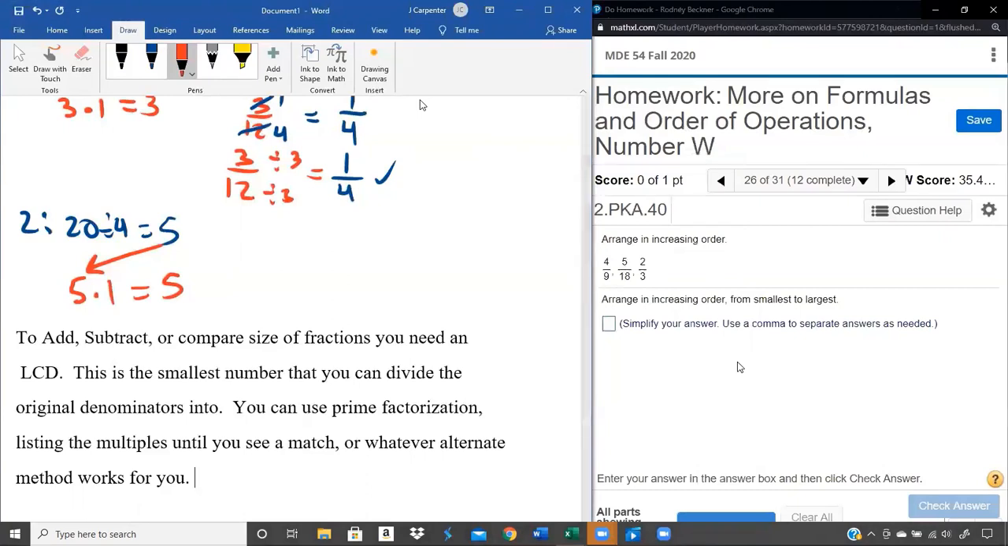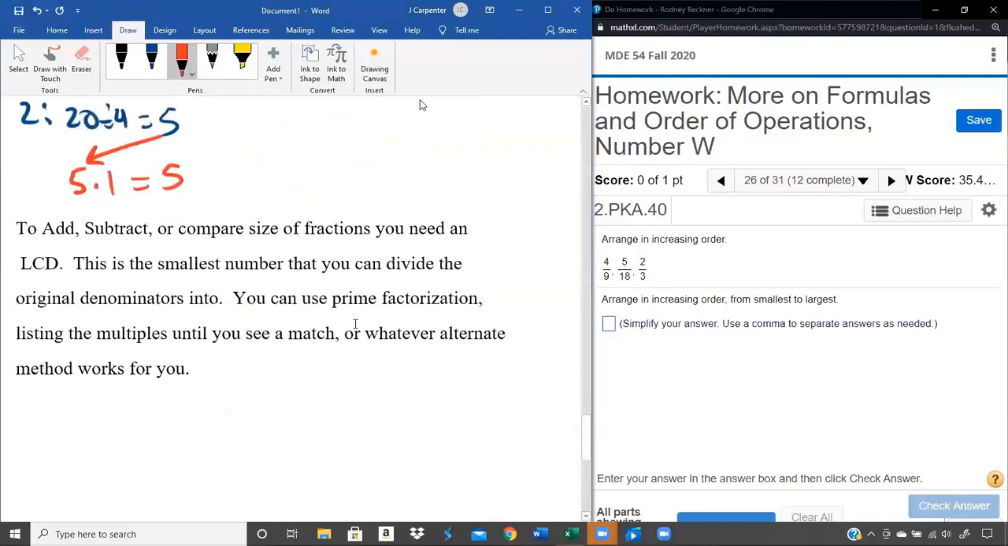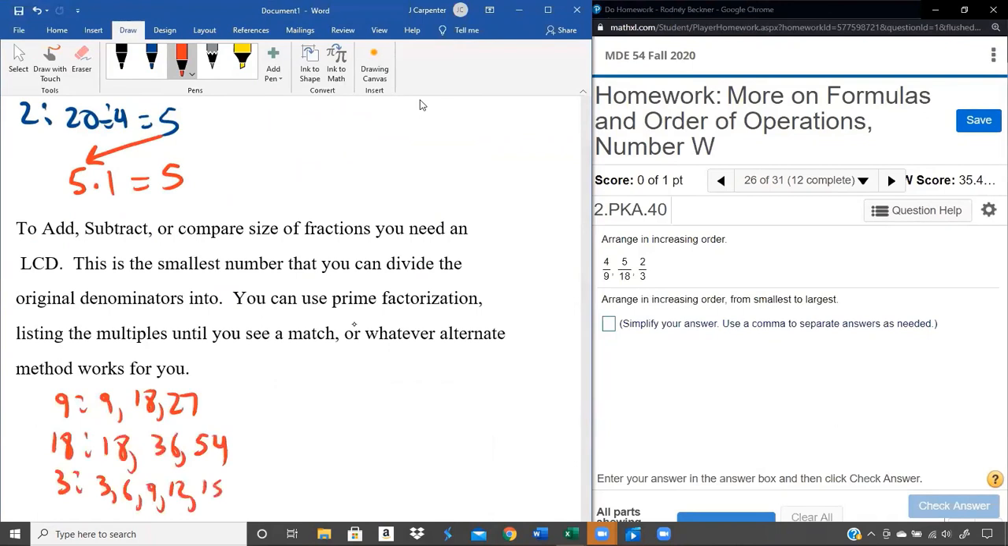Listing the multiples means with the 9, you go 9, 18, 27, 36. With the 18, you go 18, 36, 54. With the 3, you go 3, 6, 9, 12, 15, 18, 21, 24, etc. Until you see a match with all of those, which would have been 18. So for the 9, you go 9, 18, 27, etc. For the 18, you go 18, 36, 54, etc. For the 3, 3, 6, 9, 12, 15, 18. First match out of all of them, so the LCD is 18.